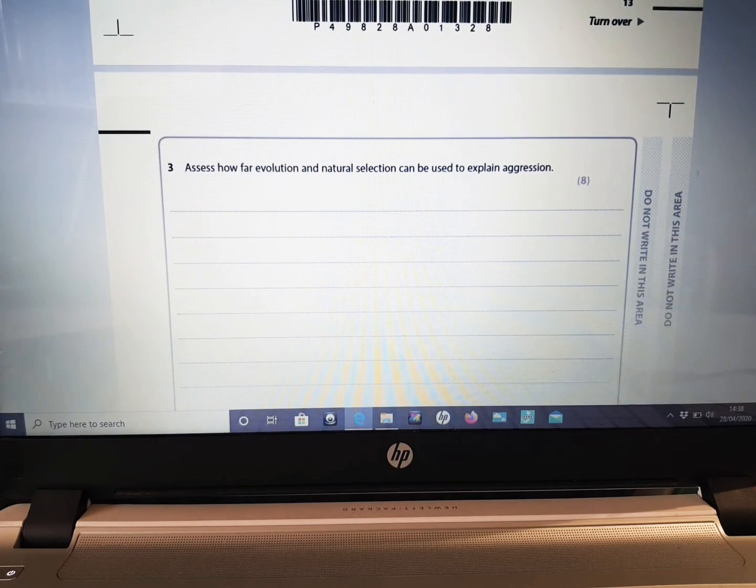Also for AO3, you could include the fact that there are alternative theories of aggression. So the question you're really trying to answer is: are evolution and natural selection the only explanation for aggression? We know that it is not the only explanation, so this is something that you must put across in your answer.